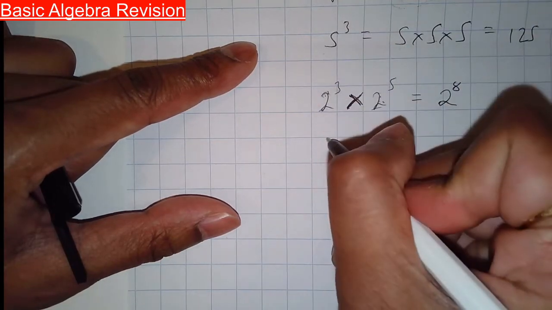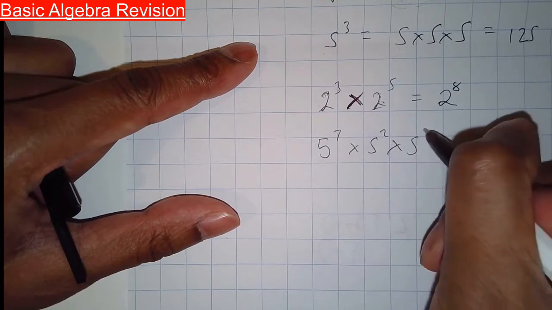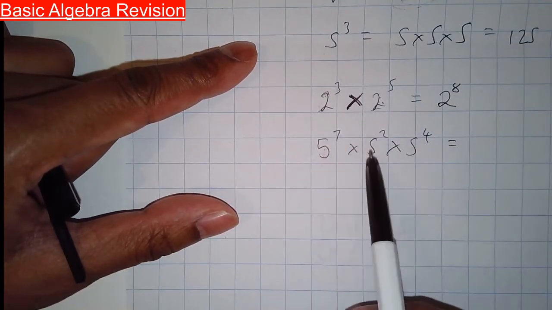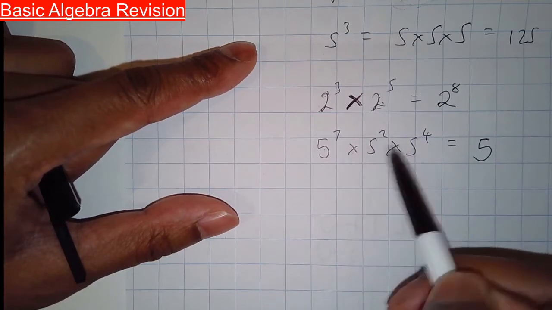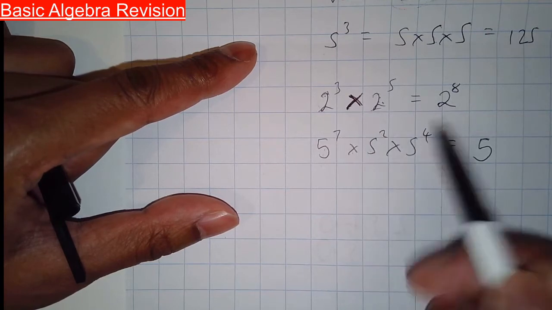Here's another one. Right, the bases are the same. 5, 5, 5. So copy the 5. So if you're timesing, you have to add the indices. 7 add 2 is 9, 9 add 4, 13.